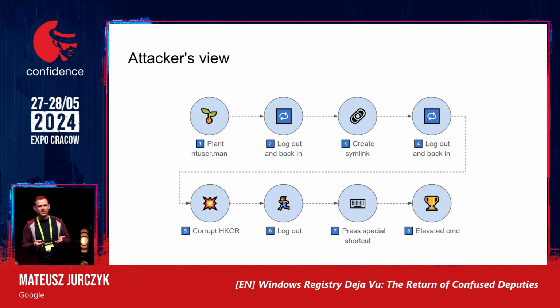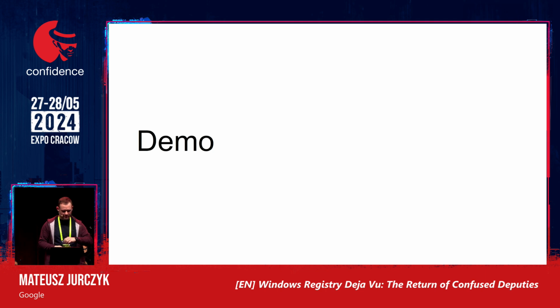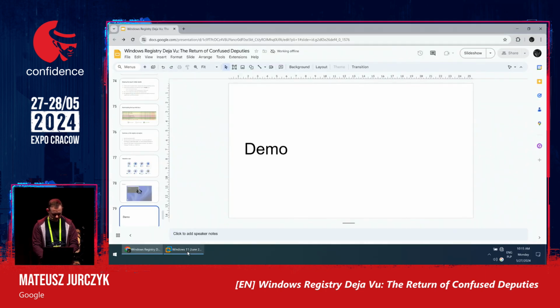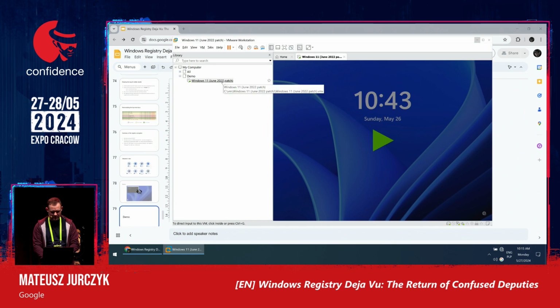And then, when we press, for example, Win-U or spam the Shift key to use the sticky keys, then instead of utilman or sethc, cmd.exe is executing, and we get full access to the operating system, and we get an elevated CMD running. So now it's time for a little live demo of the bug. So what we have here is a virtual machine running Windows 11.